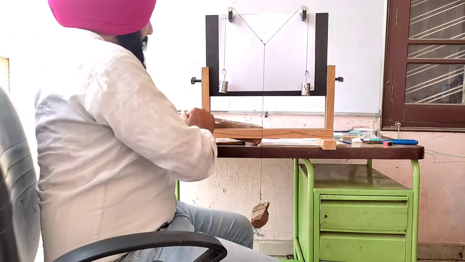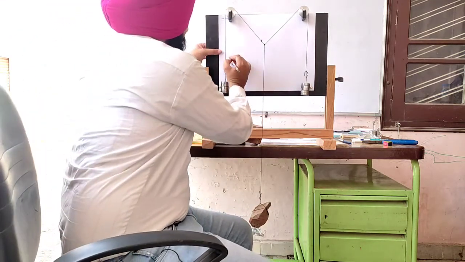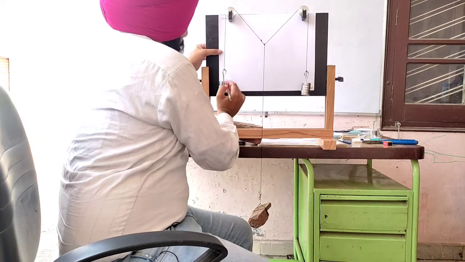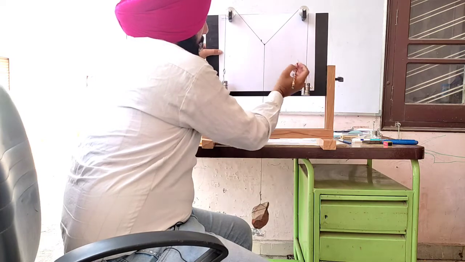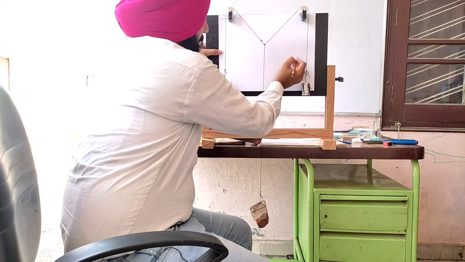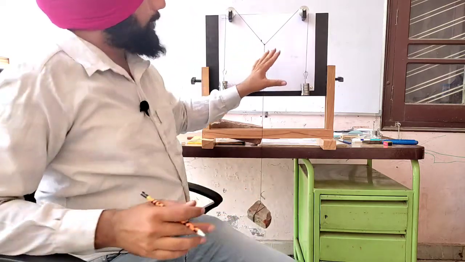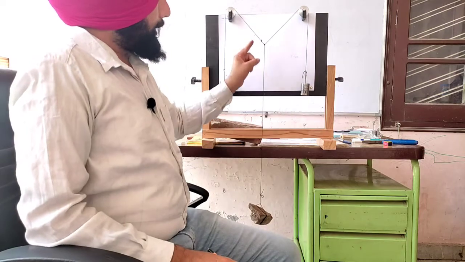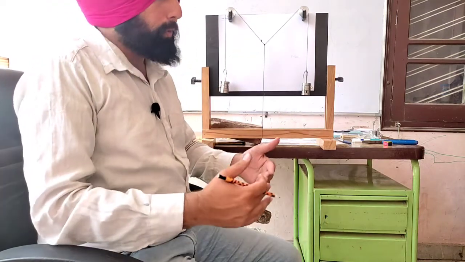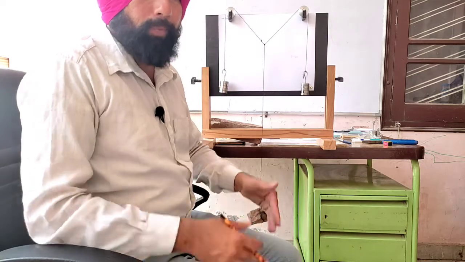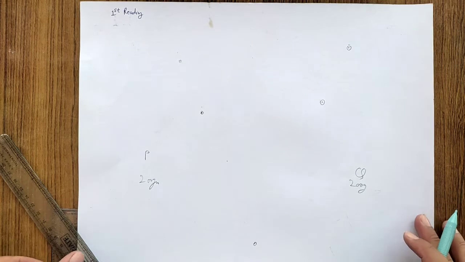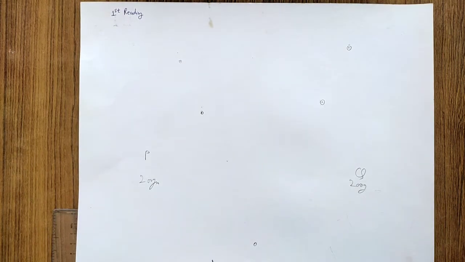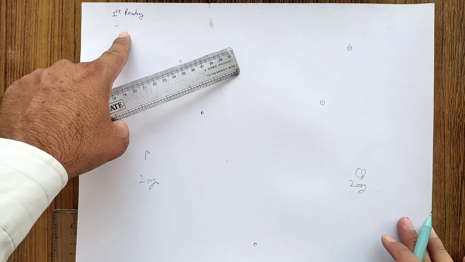Now roughly mention the weight, that is P equal to 250 gram and Q also 250 gram. Now we will remove the sheets and complete the parallelograms. I will tell you how we complete the parallelogram later on. Now students, complete the parallelogram of first reading.